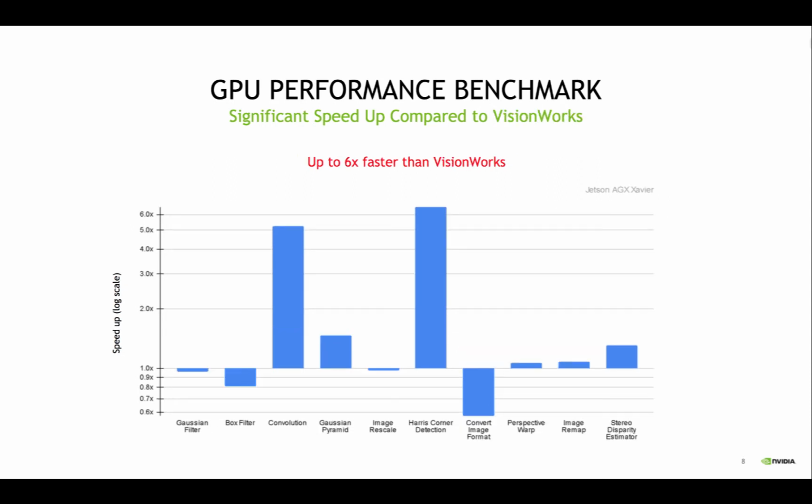Lastly, in this chart, we are comparing the GPU performance of VPI against VisionWorks using CUDA. Here we can see that VPI can get up to 6 times faster performance. That's the case with the Harris corner detection. And convolution is also not far behind, at 5 times. The other algorithms match VisionWorks performance, with the exception of convert image format, which underperforms, but we're also working on that.